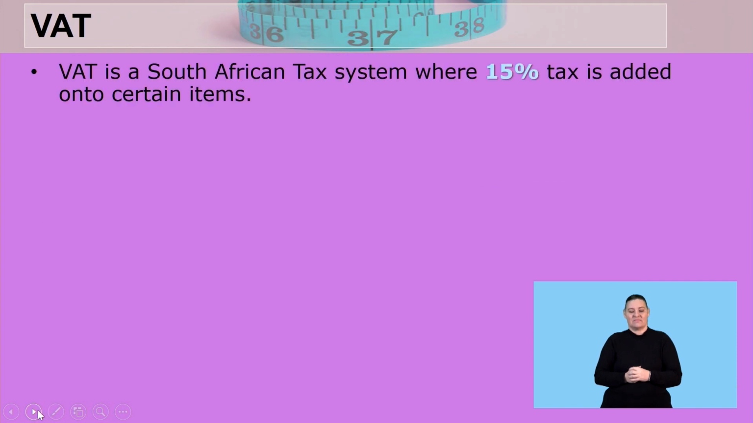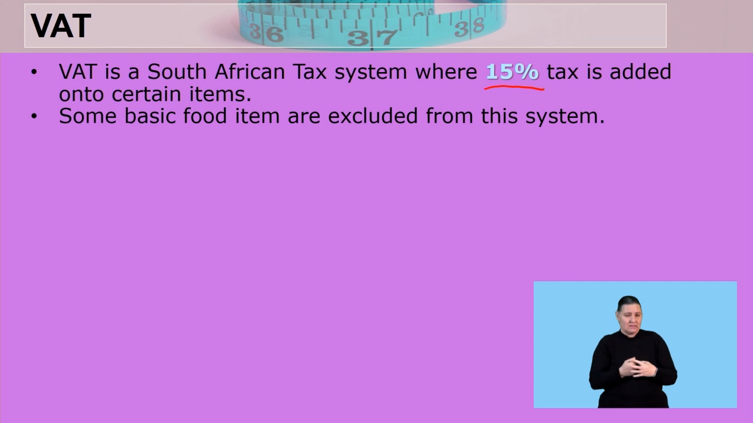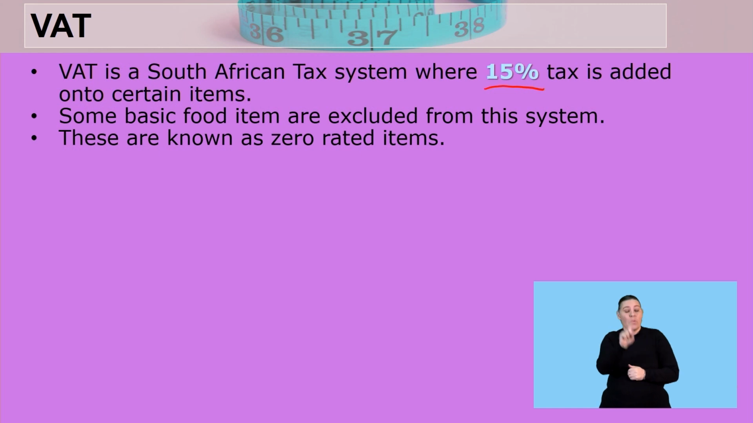So what is VAT? VAT is a South African tax system where 15% tax is added onto certain items, not all, just some of them. Remember, 15%. Some basic food items are excluded from the system, for example fruits or bread. These are known as zero-rated items.